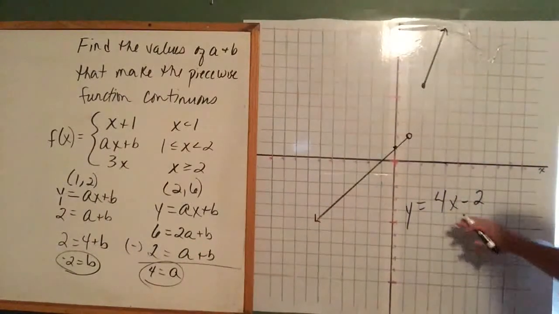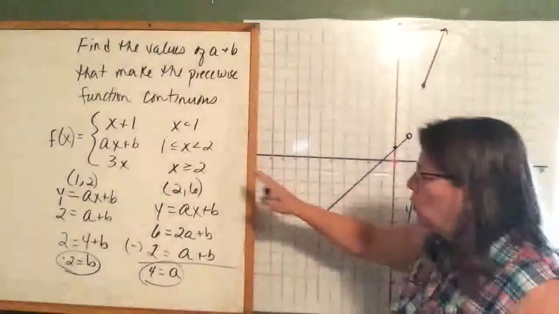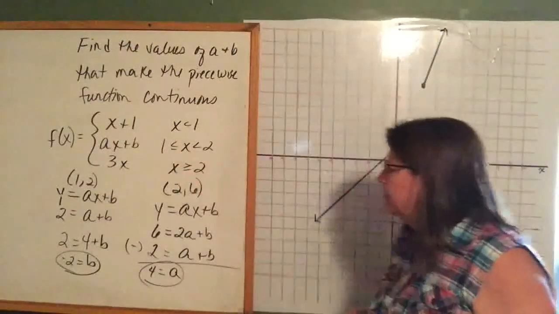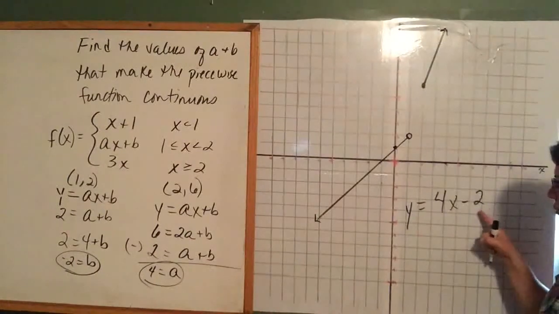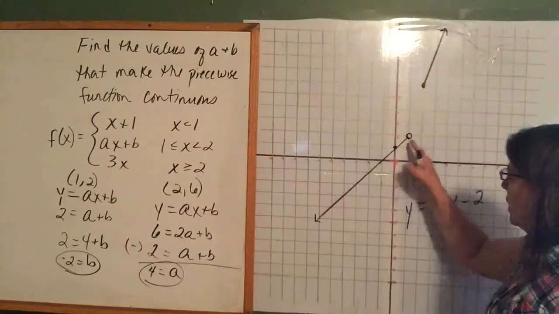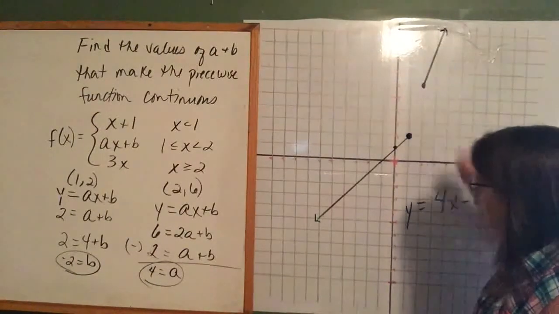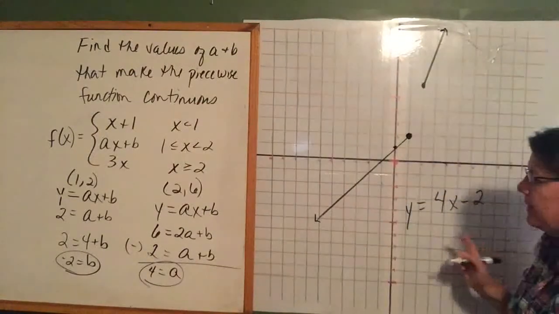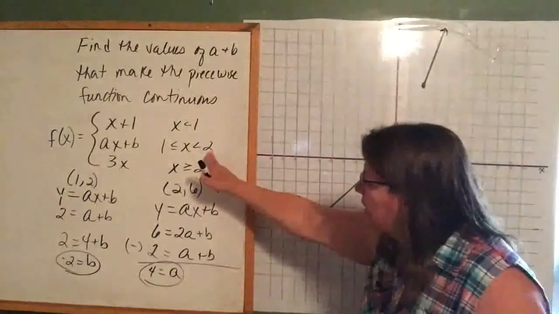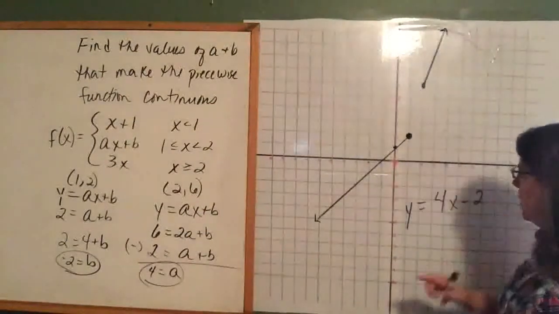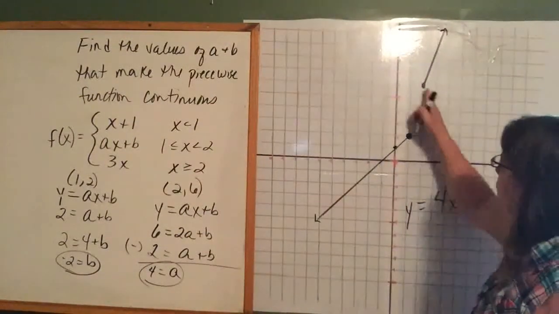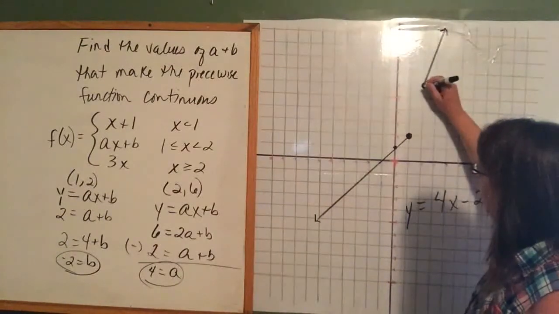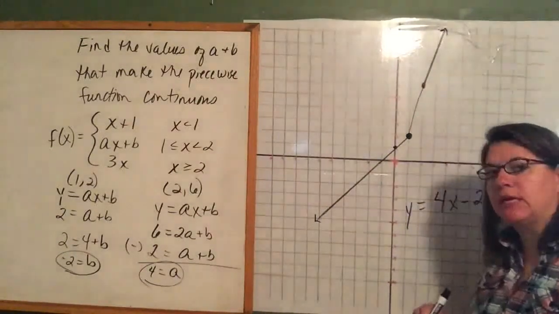Okay, so if that's the equation, at 1, if we plug 1 in, 4 times 1 is 4. 4 minus 2 is 2. That's the ordered pair 1, 2. So that does shade in that dot. And then at the x value of 2, which would be this point here, 2 times 4 is 8. 8 minus 2 is 6. 2, 6 is the other ordered pair, and that forces those to be continuous.